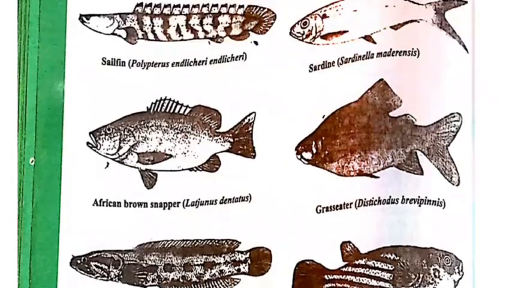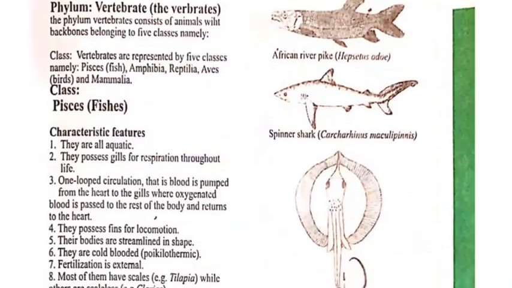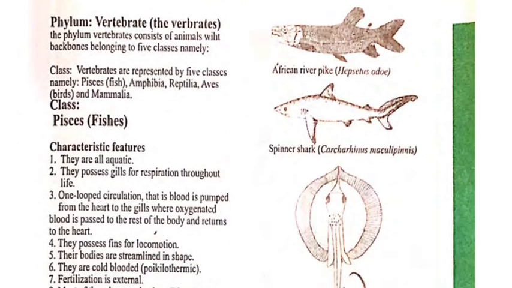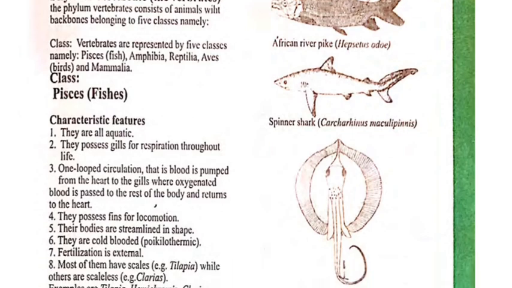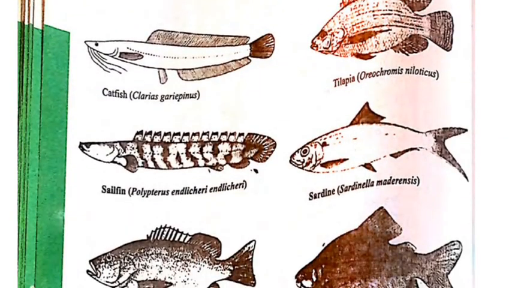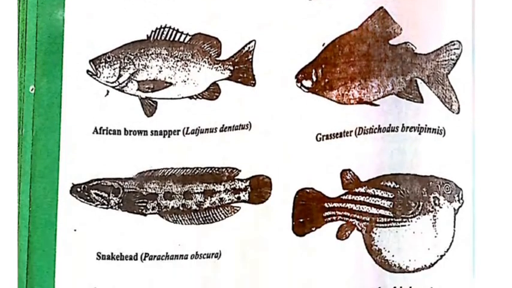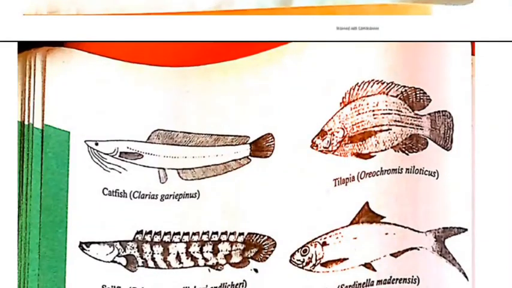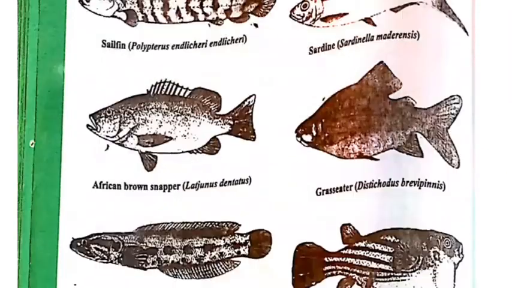So we have examples, we have flatfish. Oh, we have a lot. Starting from the beginning, we have African river pike. Their binomial nomenclature, their scientific name, was also given, their zoological name. We have spiny shark, we have a lot of them, we have tilapia, we have catfish, Clarias gariepinus. Oh my god. Imagine using Clarias gariepinus to cook your soup.